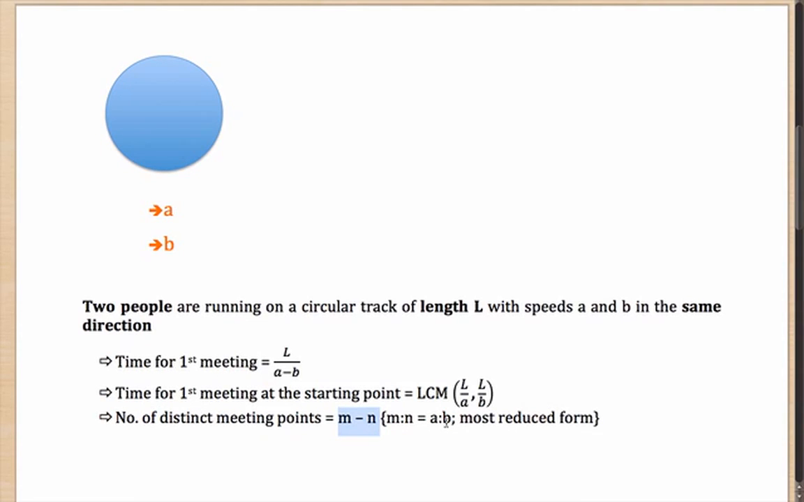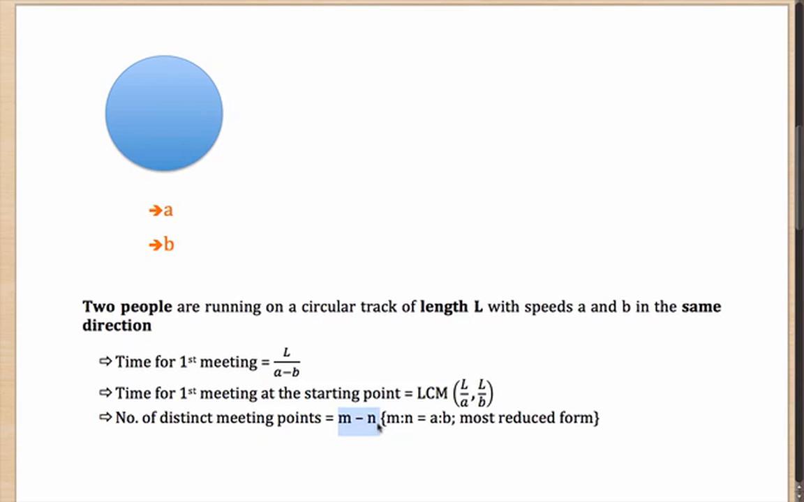Let's say the speed of A is 30 meters per second and B is 18 meters per second. Then the number of distinct meeting points will not be 30 minus 18, but you reduce 30 and 18 to the lowest possible ratio. 30 by 18 can also be written as 5 by 3. Number of distinct meeting points in that case will be 5 minus 3, or 2.